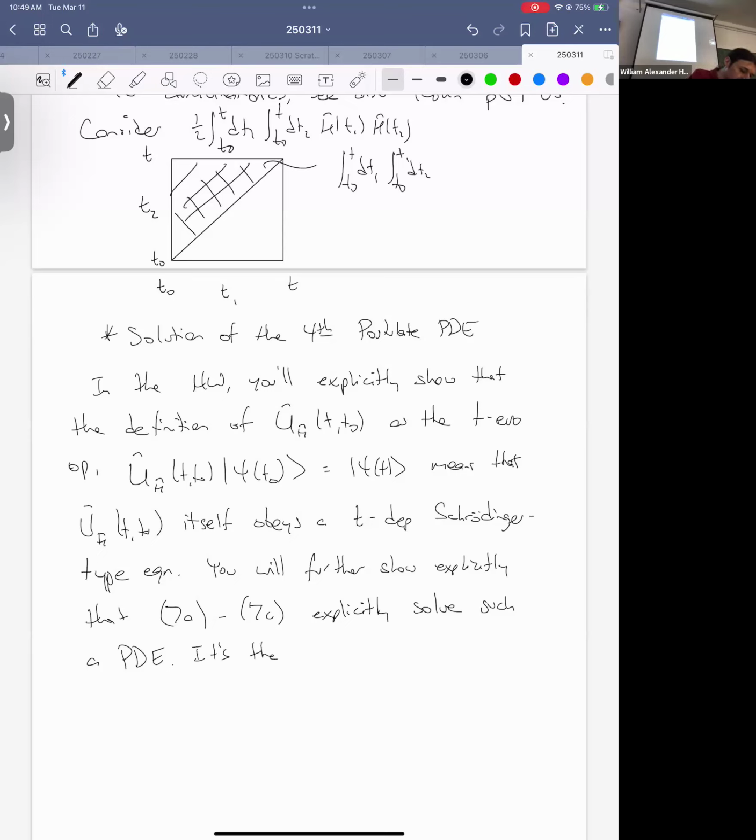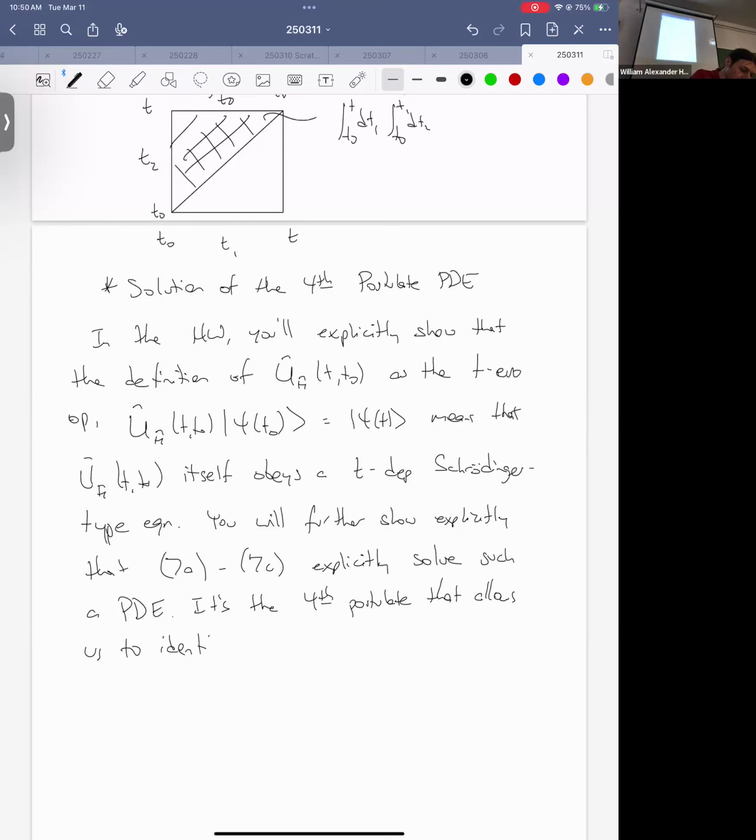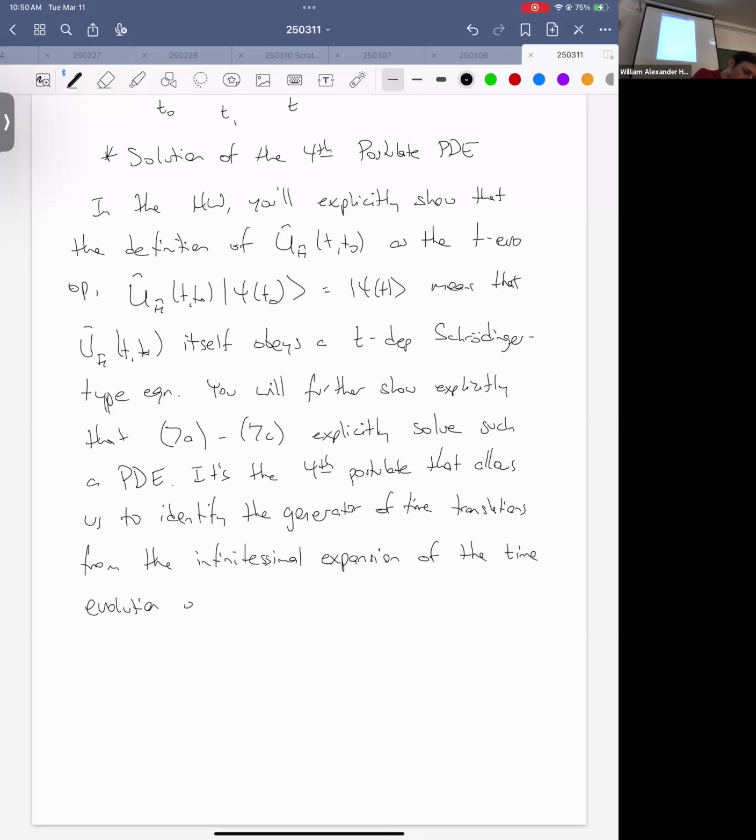And therefore, it's the fourth postulate that allows us to identify the generator of time translations from the infinitesimal expansion of the time evolution operator, here the identity, with the Hamiltonian.